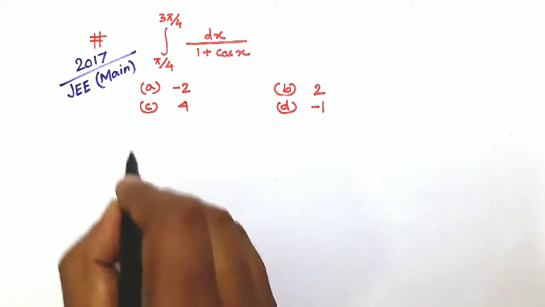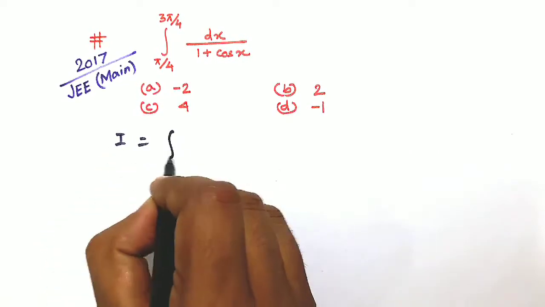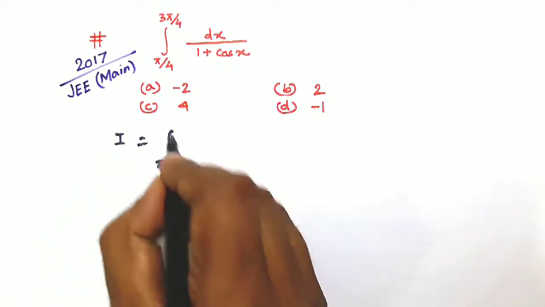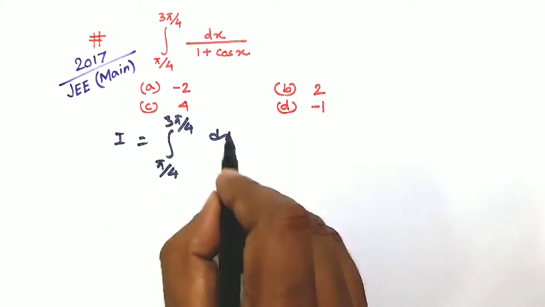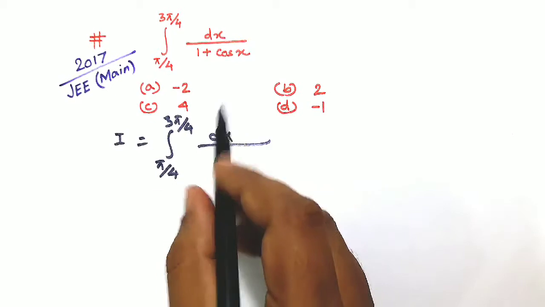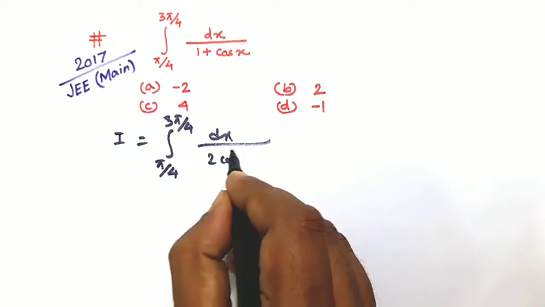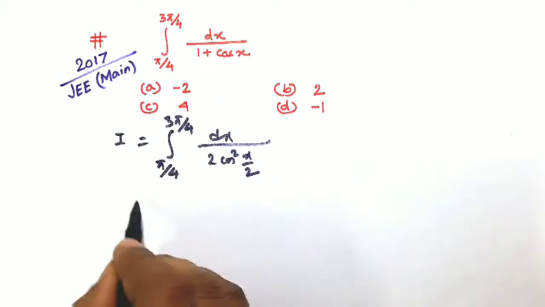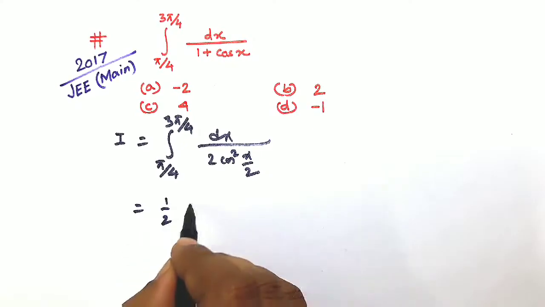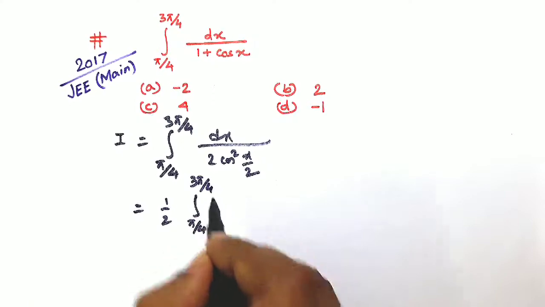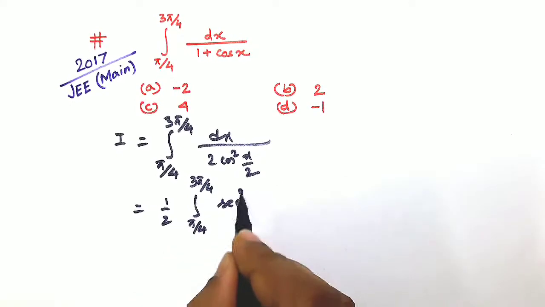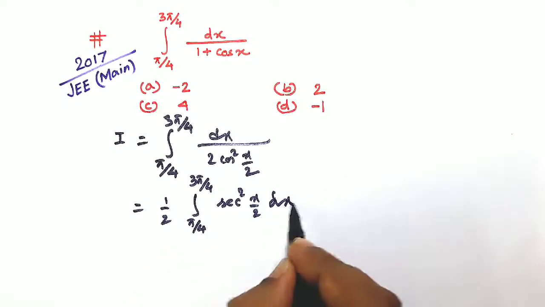and very simple. I is equal to integration pi upon 4 to 3 pi upon 4 dx divided by 1 plus cos x, and 1 plus cos x can be written 2 cos square x by 2, is it? So this is half integration pi upon 4 to 3 pi upon 4, and this is sec square x upon 2 dx.